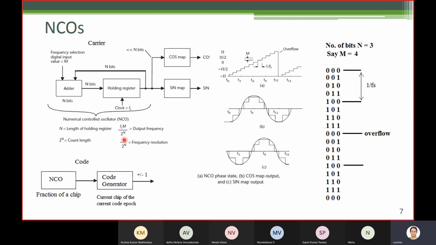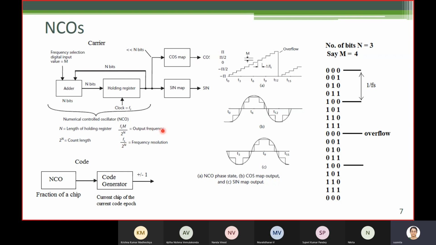Here it will be 200 megahertz divided by 2 to the power 64, if there are 64 bits here, as the minimum frequency. And then the maximum frequency that we can have is half of fs. So 100 megahertz is the maximum frequency that we can have, and the minimum frequency is fs by 2 to the power 64 or 32.